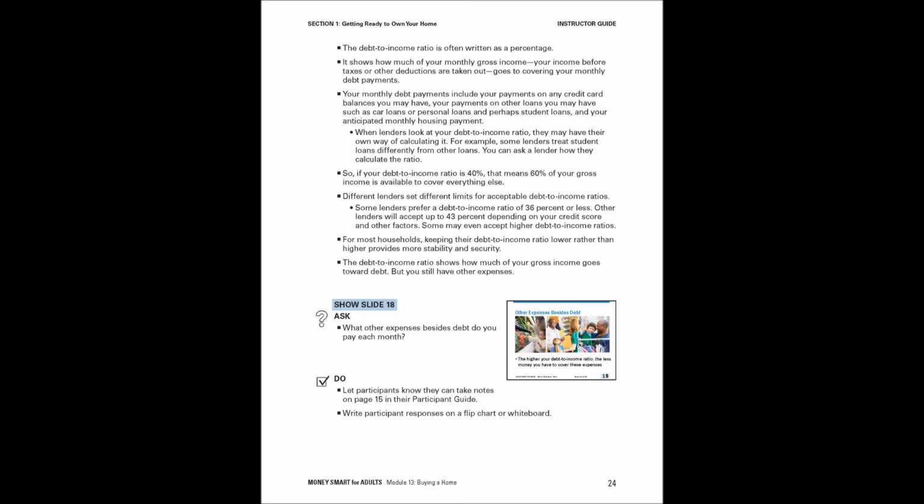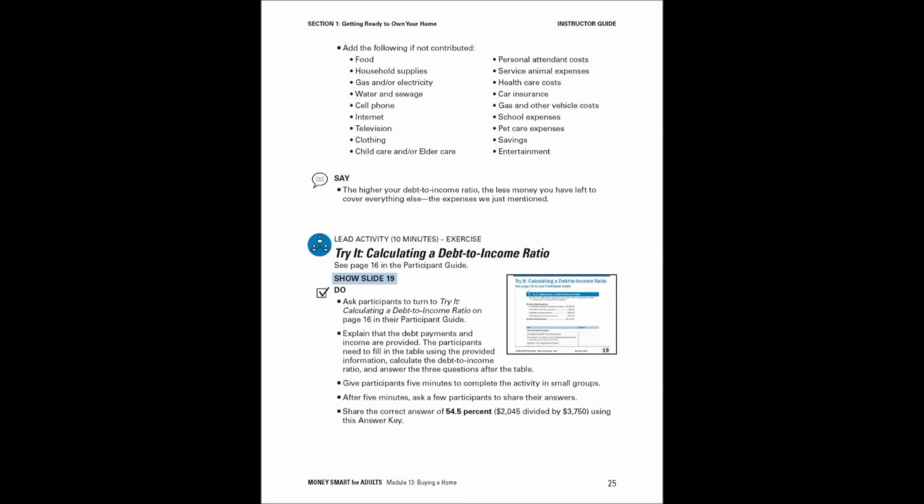Now, in terms of this whole process, there are other expenses besides debt that also have to be taken into consideration. So you're going to have some discussion around that. We're talking about food, household supplies, water, sewage, cell phones, car insurance, school expenses, all these other things that could also impact the question of affordability. Now, the higher the debt to income ratio, the less money they're going to have to cover everything else.